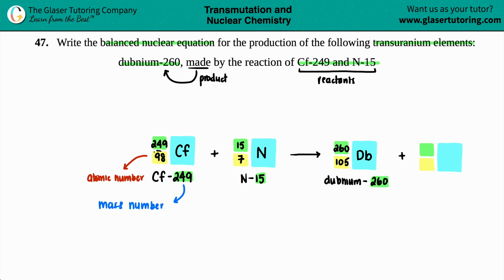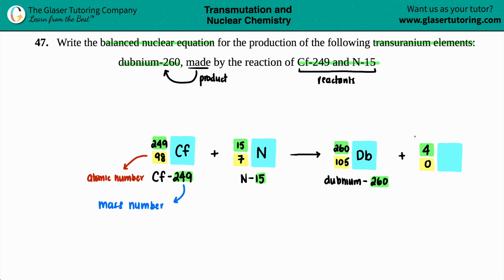Now, in this case, we did say that 98 plus 7 is already 105. And if we have a 105 already on this side, I don't want to add any numbers here. So this has to be a 0. But now, we said 249 plus 15 is 264. This will yield 260 plus what? What number should this be? Yeah, it should be a 4, right? But then I say to myself, what subatomic particle has a 0 on the bottom and a 4 on the top? None that I know of.